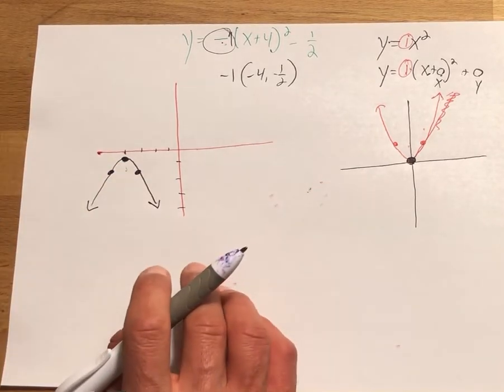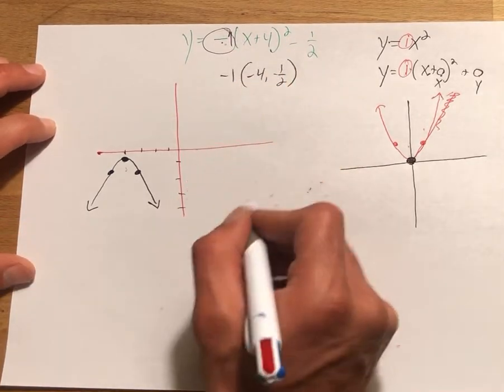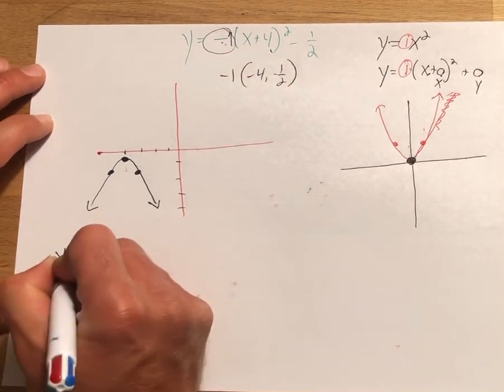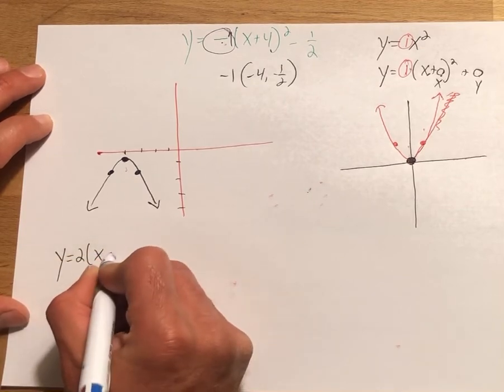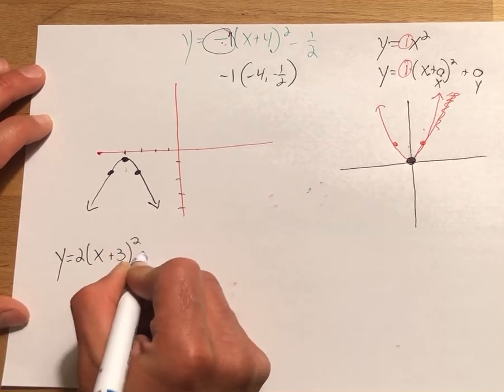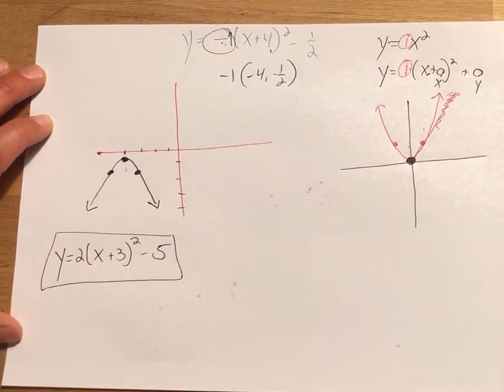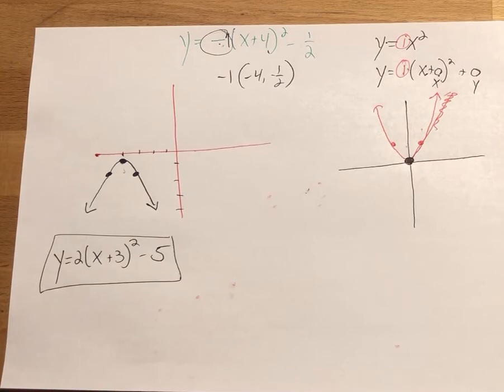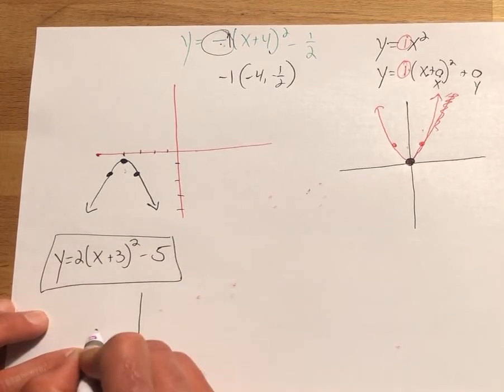Okay, the very last thing I'm going to do is this. Let's try and have you graph this: y equals, let's say, 2 times (x plus 3) squared minus 5. Pause the video and see if you can graph this. All right, if you paused it, let's see how you did.